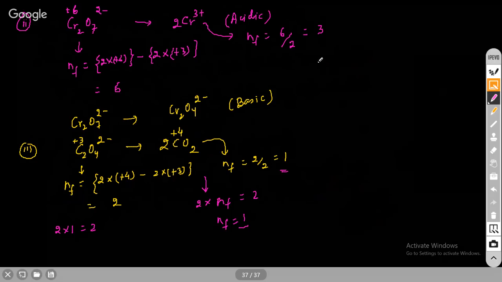Okay. So all these things you have to memorize. Like you write down n factor for H2O2, this is important, is always 2. N factor for H2O2 is always 2.